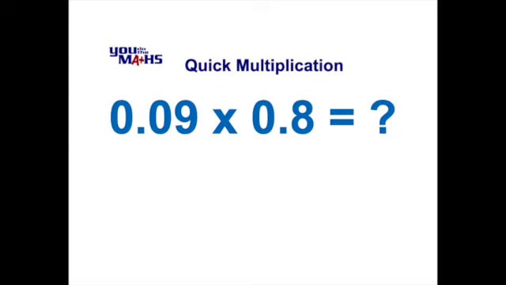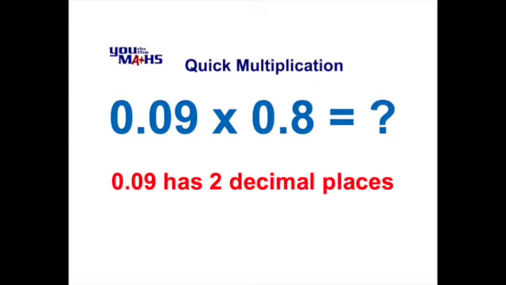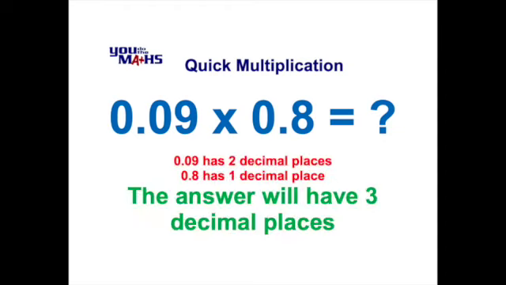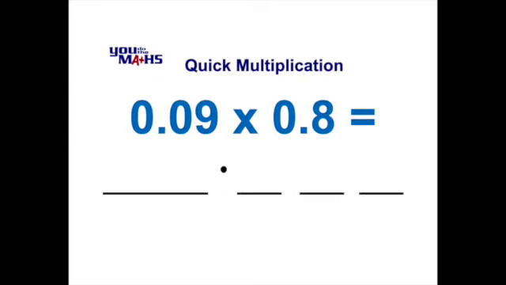So we'll see on the left hand side that 0.09 has got 2 decimal places, the 0 and the 9. Likewise, the 0.8 has got one number after the decimal point, so that's got 1 decimal place. So altogether, these two numbers have 3 decimal places, and that tells us how many decimal places we have to cater for in our answer. And we can see that here, we've got a decimal point and we've got 3 places after it.